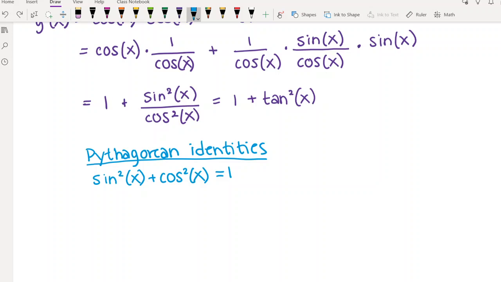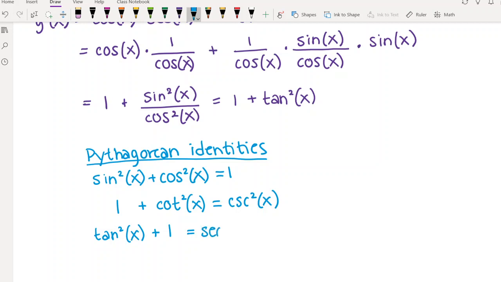So for example, if we take this equation and divide every single part of it by sine squared, we end up with 1 plus cosine squared over sine squared, that is cotangent squared. And then 1 divided by sine squared gives us cosecant squared. So that's the second Pythagorean identity. And then if we go back to the first one and divide everything instead by cosine squared, we get tangent squared of x plus 1 equals 1 divided by cosine squared, which is secant squared.